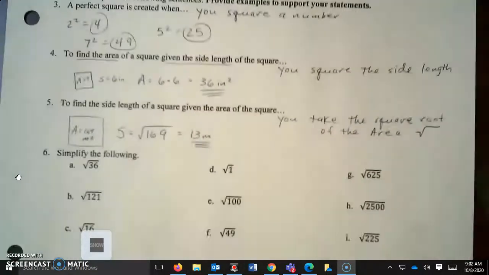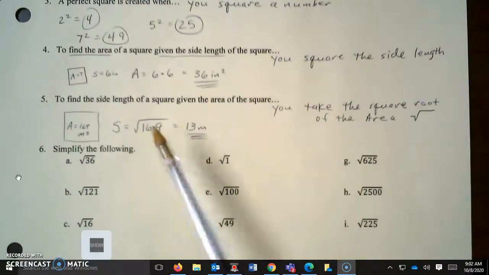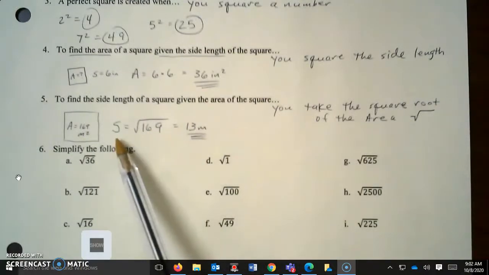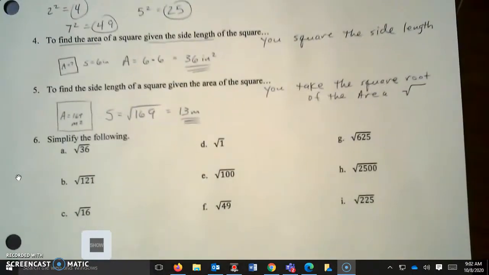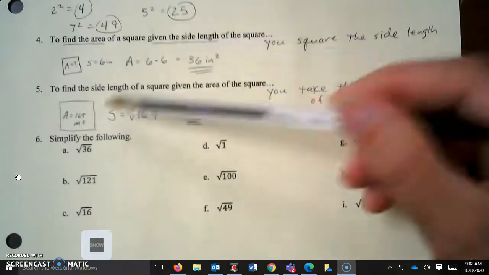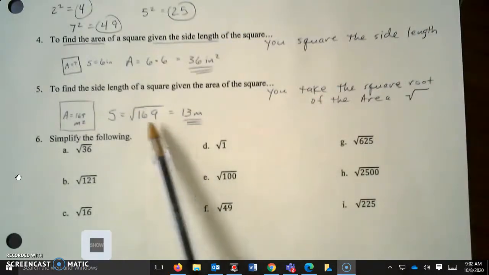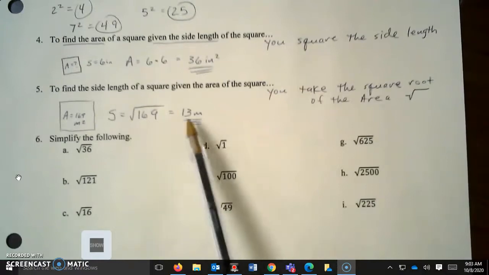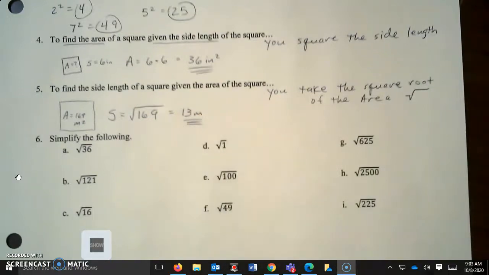Then the other question, the only other question really, is to find the side length given the area. So I know the area is 169 meters squared. How long is the side? See, there's no graph paper here. You take the square root of the area. You get a 13. So these numbers always relate. Squaring and taking the square root.